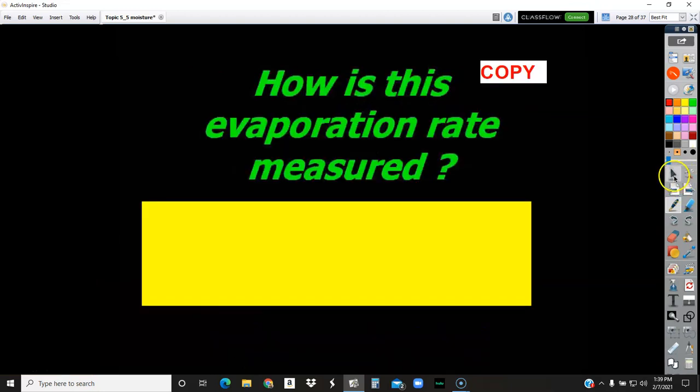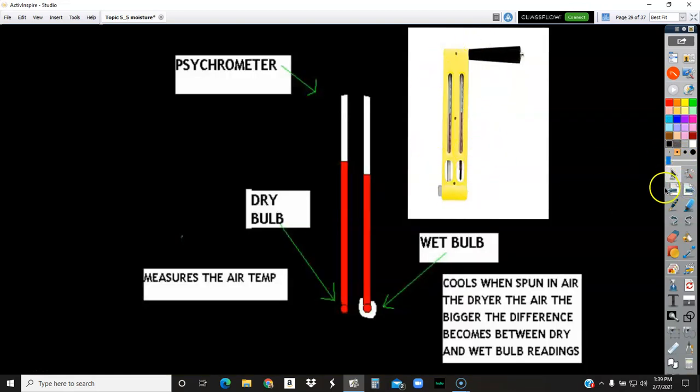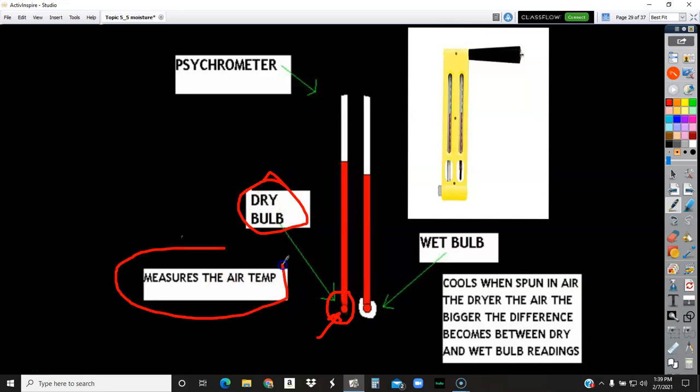That's where this instrument comes in. It's called a psychrometer. And it says, how is evaporation measured? With a psychrometer. This is a psychrometer. It has two thermometers on it. It's a very simple instrument. There's what's called a dry bulb and a wet bulb. The dry bulb is going to be used to measure air temperature. There's no little cotton or anything on the bottom. It's just a regular thermometer. And it says here, dry bulb measures air temperature.